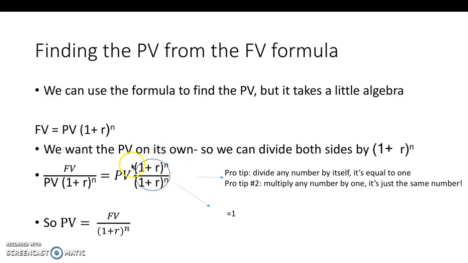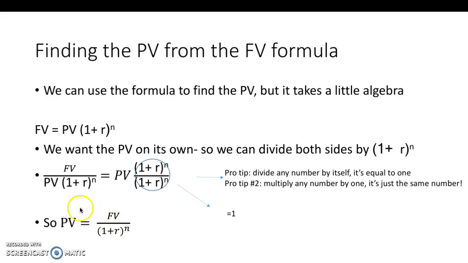But you can see on this side, if we've got (1 + r)^n on (1 + r)^n, we're dividing a number by itself, and that's just equal to 1. If you multiply any number by 1, the present value times 1 is just the present value. So we can drop this term now. That was the whole point of dividing this half by (1 + r)^n.